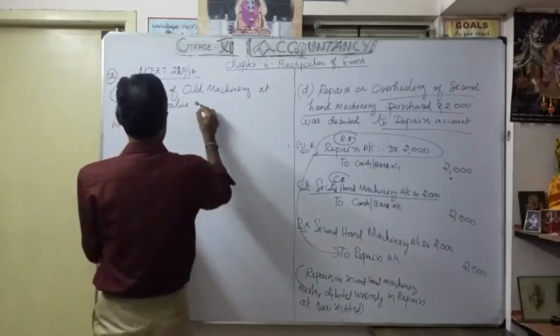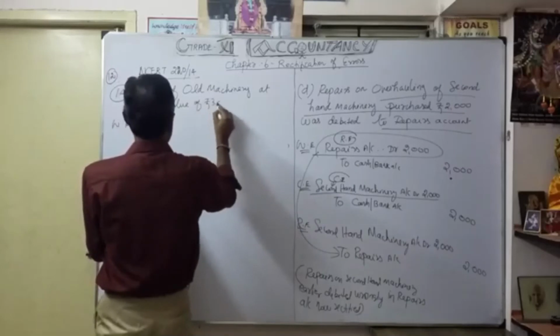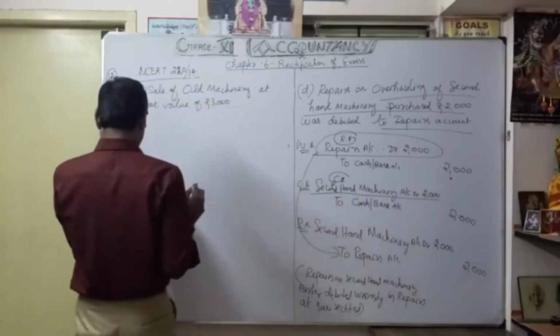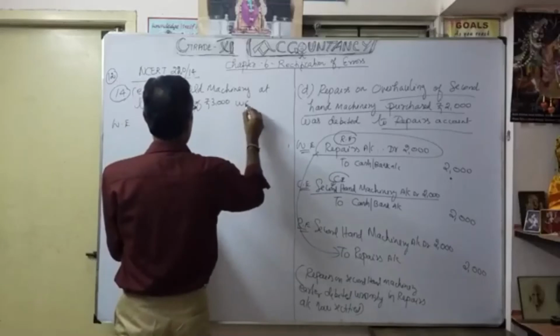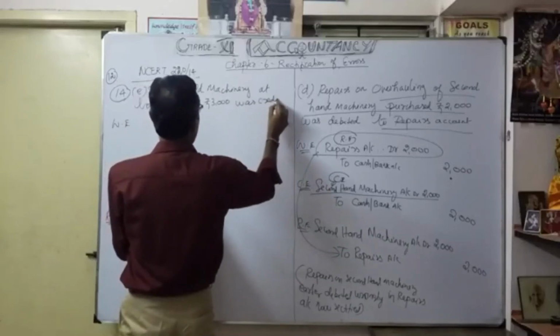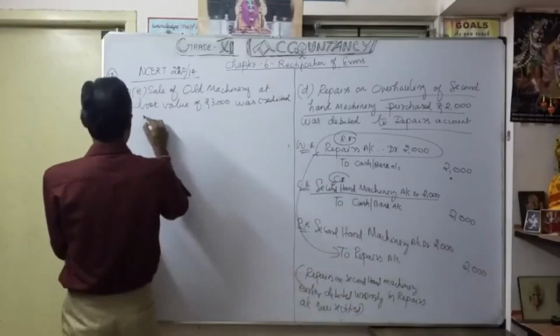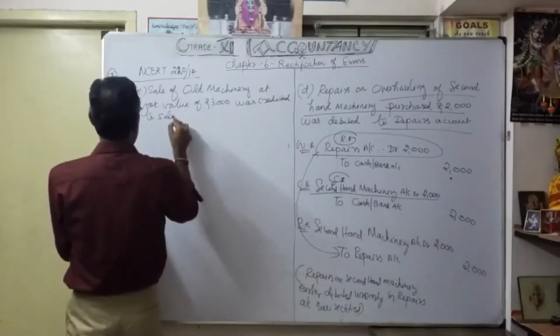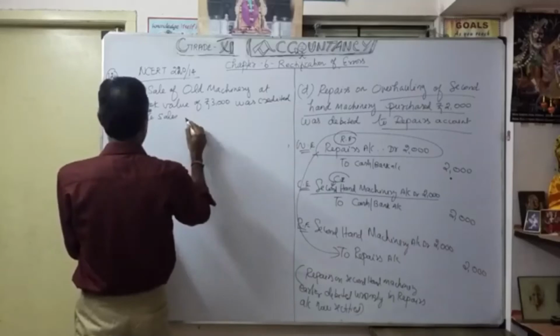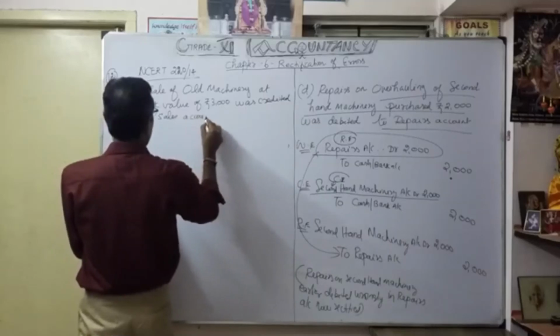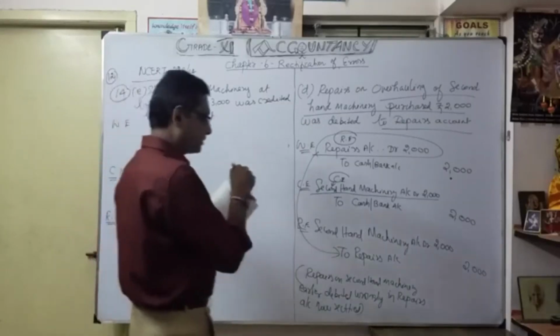How much? 3000, which was credited to sales account. To sales account. Okay, that's the mistake they made.